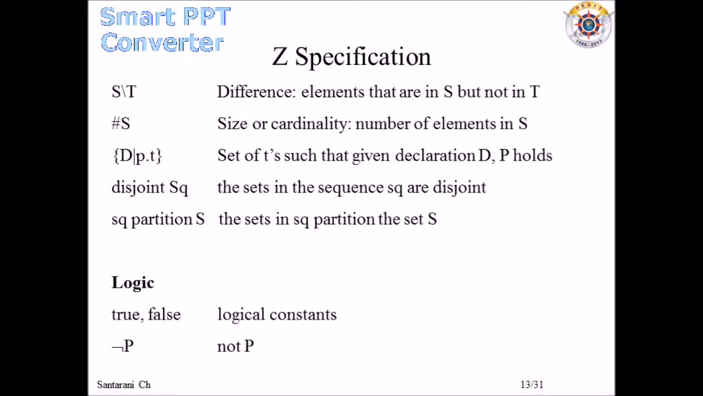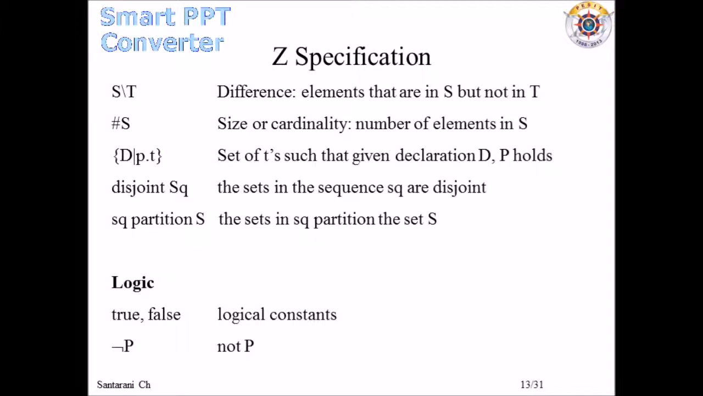Here are some unique features. S backslash T symbolizes difference, the elements that are in S but not in T. Hash S is the size or the cardinality of set S. D such that P dot T means a set of T such that given declaration D, P holds. Disjoint SQ means the sets in the sequence SQ are disjoint. SQ partition S means the sets in SQ partition the set S.